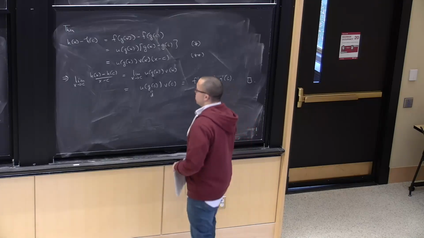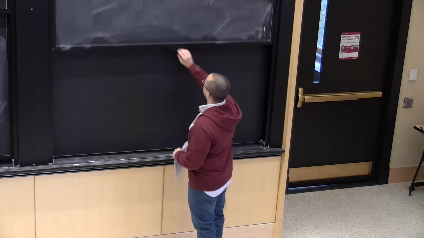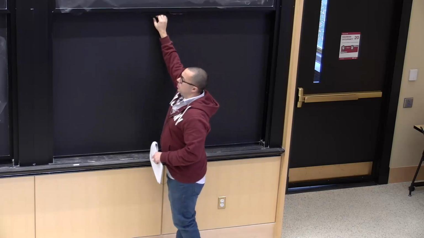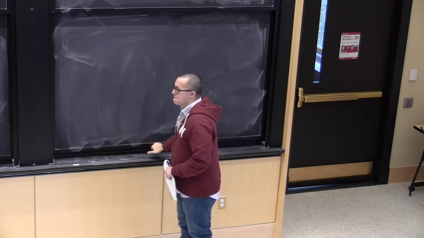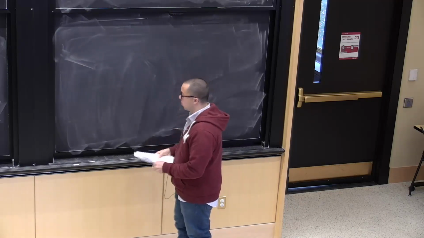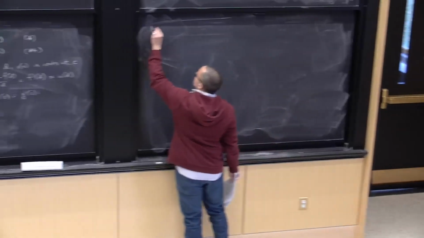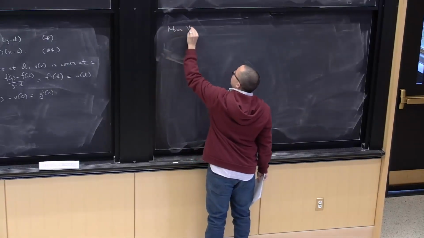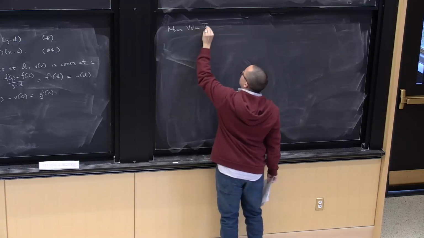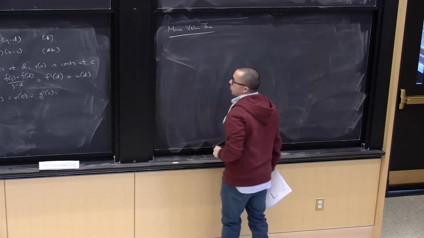Okay, so that wraps it up for basic properties of the derivative. And now we're going to move on to trying to prove the mean value theorem.